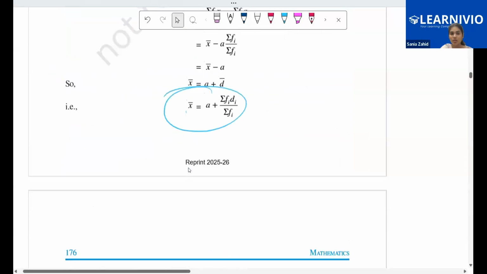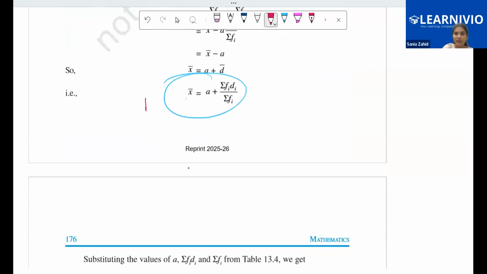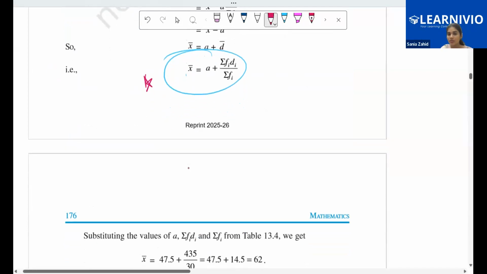And then your answer shall be summation of fi di divided by summation of fi, plus the assumed mean. That's your formula. Summation of fi di divided by summation of fi, plus the assumed mean. Right? These two steps are clear to you?